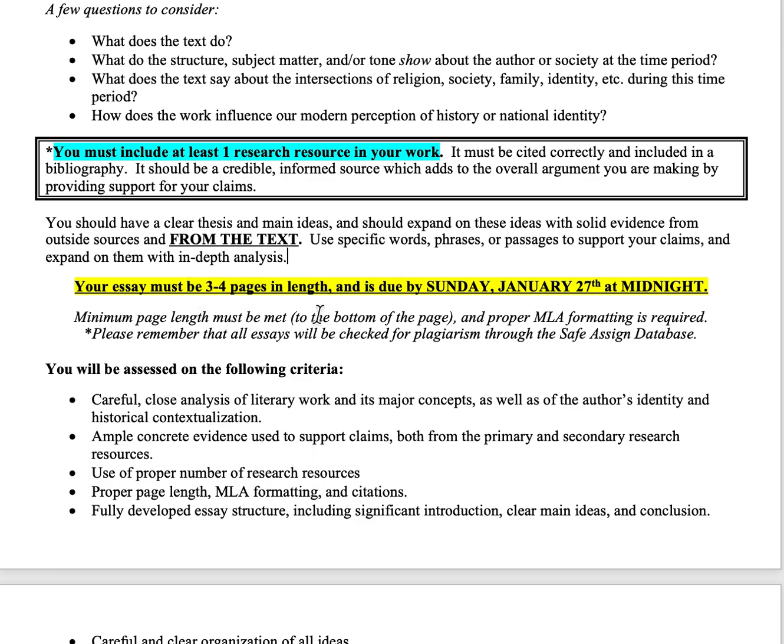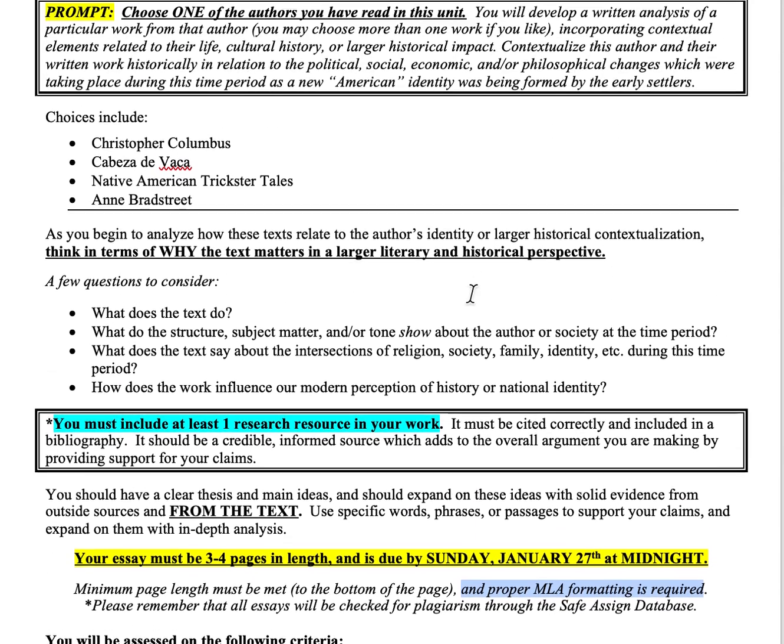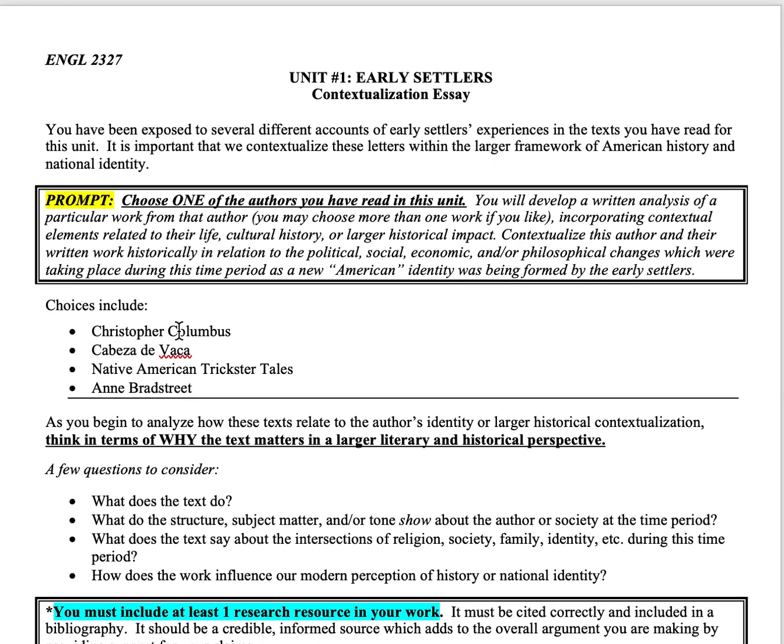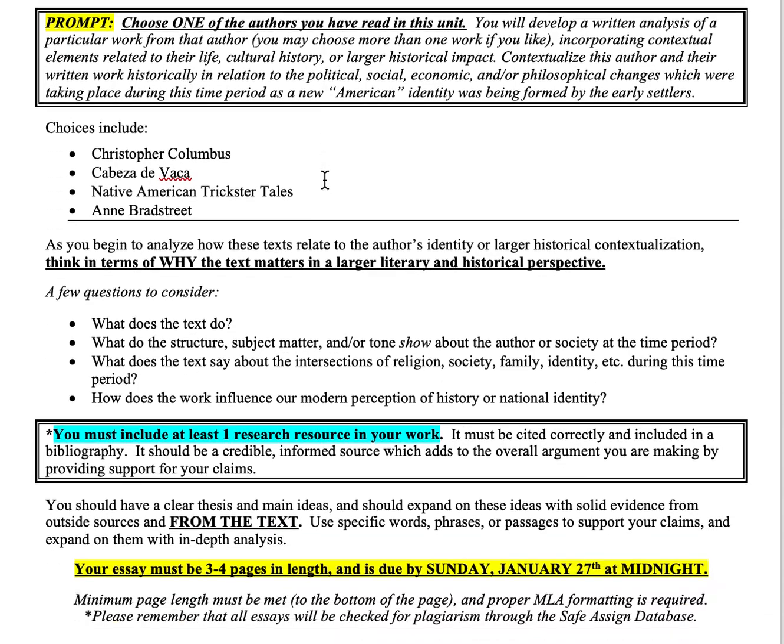And make sure that you have proper MLA formatting. So that means a header in the top left corner with your name, the course, my name as the instructor, and the date. And in the top right corner, you want to have the page numbers. You also want to have a title. You don't need to bold it or do anything like that. Just make it a plain text title. And make sure you're using 12-point font, double-spaced, Times New Roman, Cambria, or Arial.